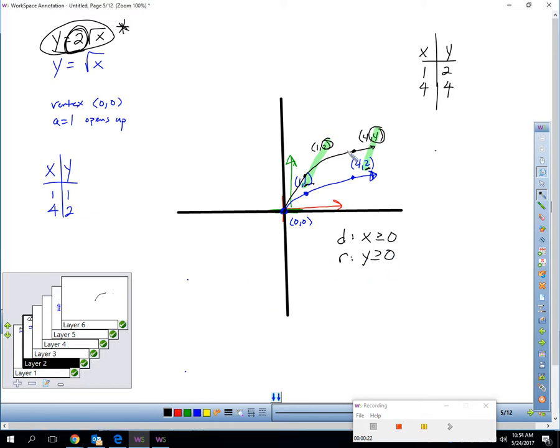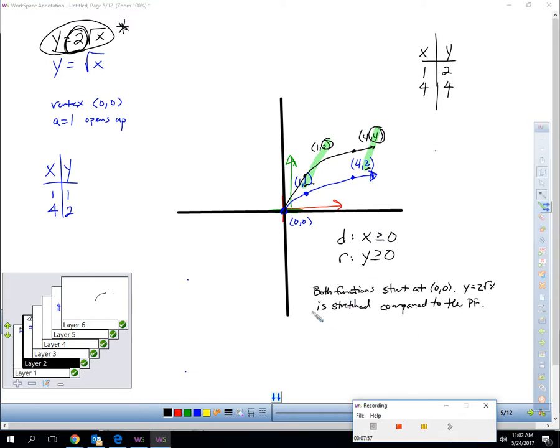Now I need to write 2 sentences comparing the functions. Let me do that. And there you go. Both functions start at (0, 0). So there's one sentence comparing the starting points. And here's my second sentence. y equals 2 radical x is stretched compared to the parent function. So there's my sentences comparing these two.